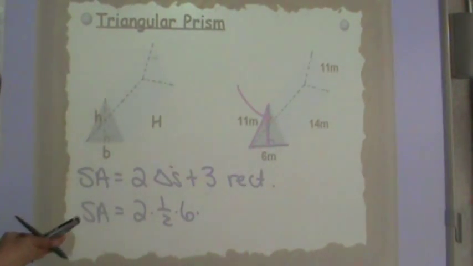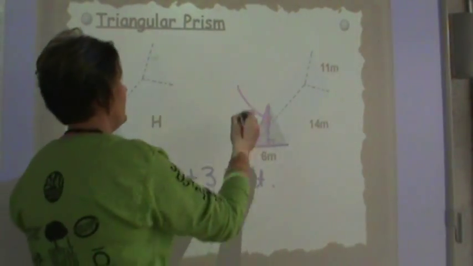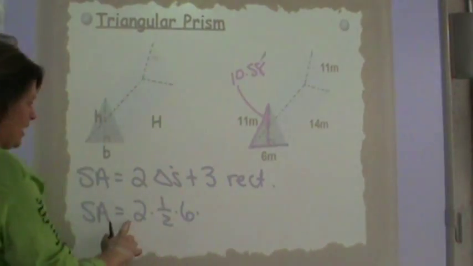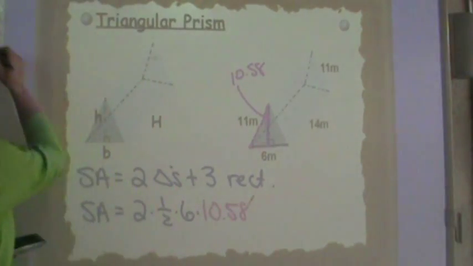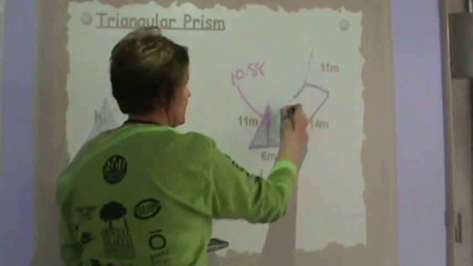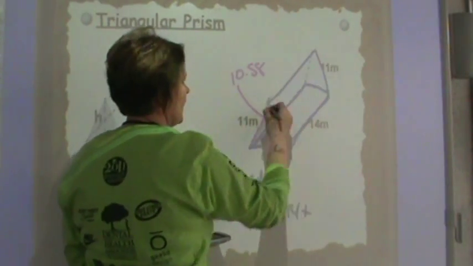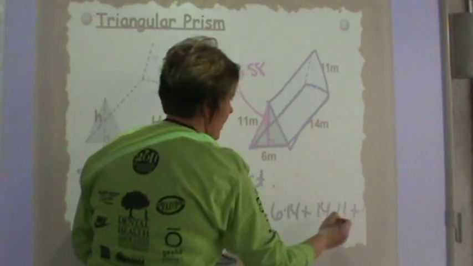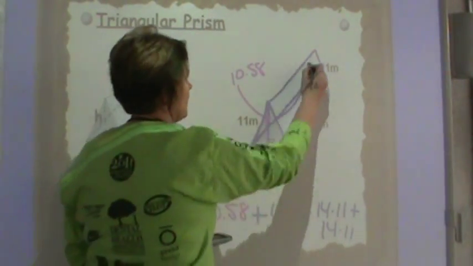So I'm going to go 11 squared minus 3 squared, and take the square root. And I get about 10.58. So half times base times height plus 3 rectangles. All right, one of them is 6 by 14. One of them is 14 by 11. And one of them is 14 by 11 again. That other one over here is the same.